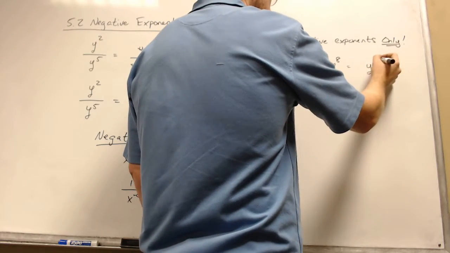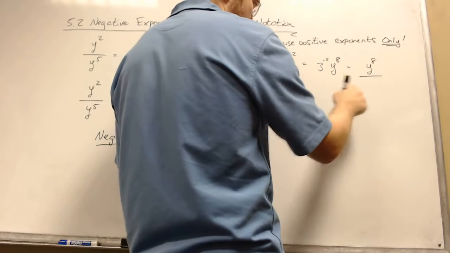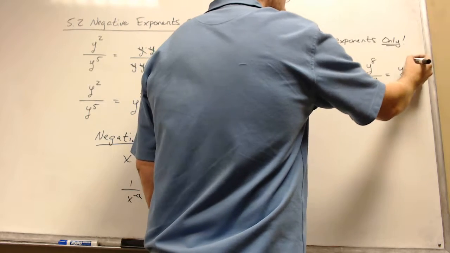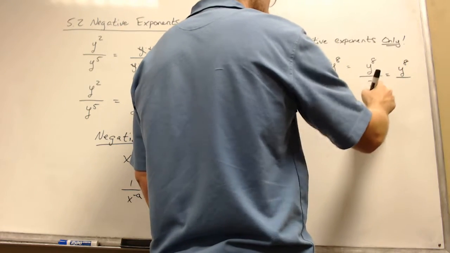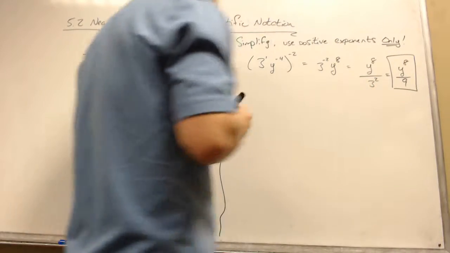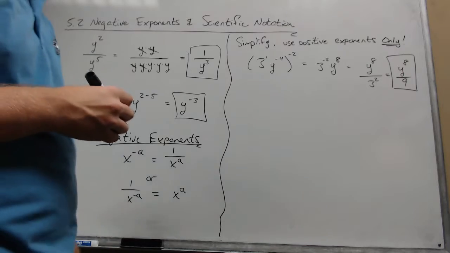So we can rewrite this fraction as y to the 8th. This guy will drop to the bottom and become 3 to the 2nd. And we can even go further and simplify what we can, because I know what 3 to the 2nd is. That's 3 times 3, and it should be 9. Y to the 8th over 9.